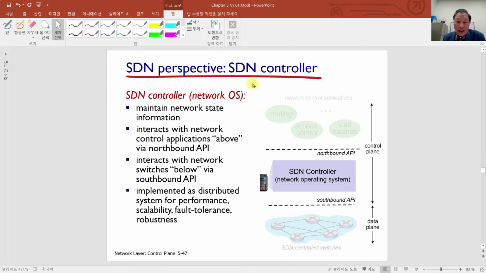SDN perspective, we are still learning about this. Now about the SDN controller.